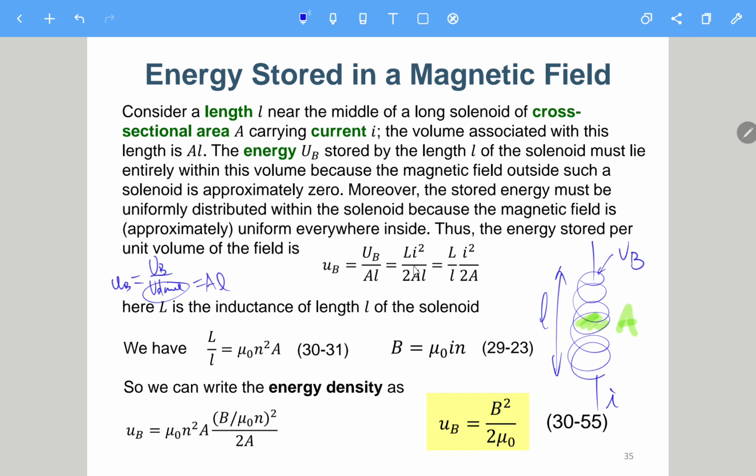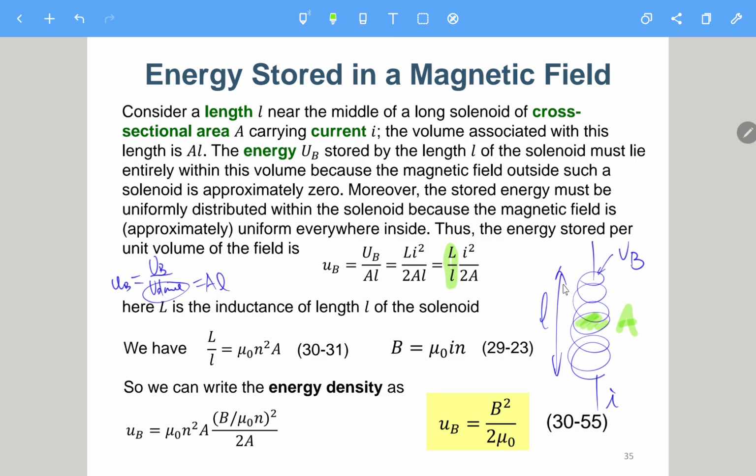Okay, so we just try to rearrange things. We have capital L over small l. This is the inductance, and this is the length, so actually this is nothing but the inductance per unit length. We have already derived it previously. So L over l is mu0 n squared A. And then the remaining thing is I squared over 2A.